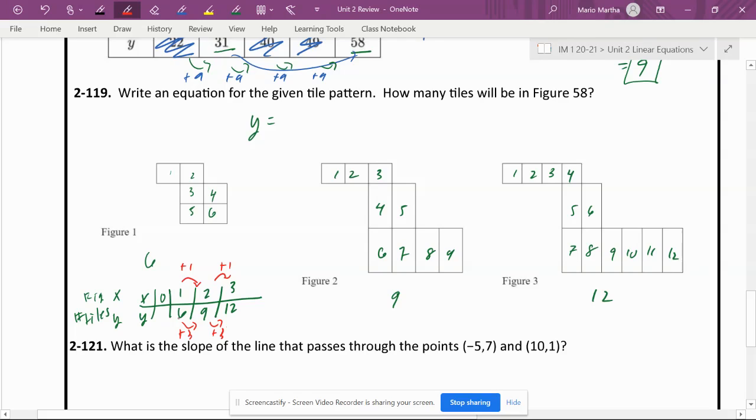So if we want to figure out how many were in figure 0, we just go backwards. If we had to add 3 to get to 6, we were at +3. Now we have our slope, which in this case is the change in y, which is 3, over the change in x, which is +1, times x. And then our initial value, which happens to be figure 0, is +3.